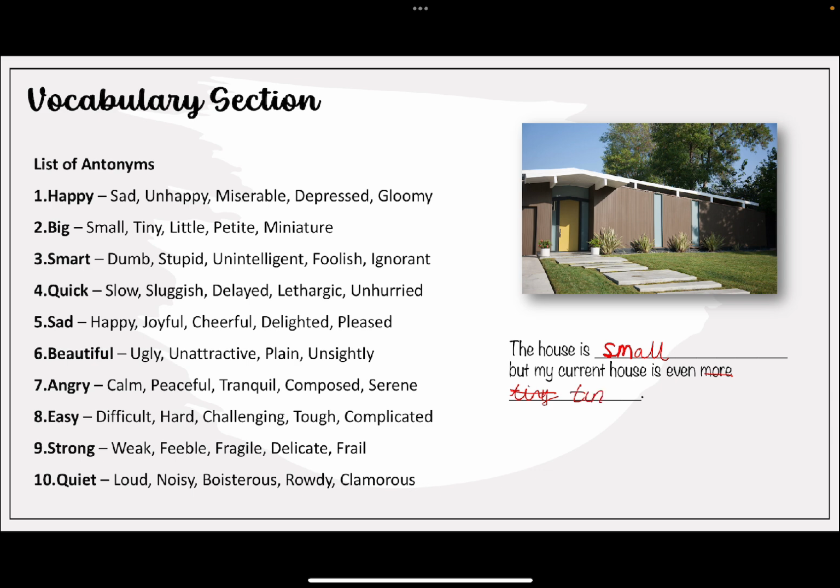Now, on my list of synonyms for small, I had tiny, little, petite, miniature. If I tried to replace tiny with petite, it would say, the house is small, but my current house is even more petite. Now, petite isn't really a word that we would use in this scenario. Petite you would usually use to describe maybe a person or clothing. We have the petite section of clothing, but we wouldn't really use it to describe a house. Again, reiterating my earlier point of making sure your synonyms are always appropriate.